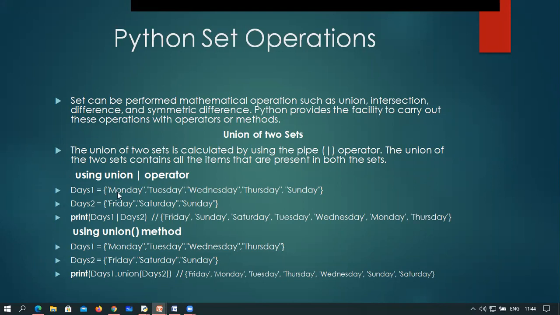Monday is there in the first set, Tuesday is being printed, Wednesday, then Thursday, then Sunday. So first all the elements of this set are printed, then Friday. Although it was not there, it is being printed. Saturday as well, but Sunday was already printed, so you won't get it again. Duplicate values can't be there in a set, so Sunday is printed only once. All the elements present in both the sets are printed.